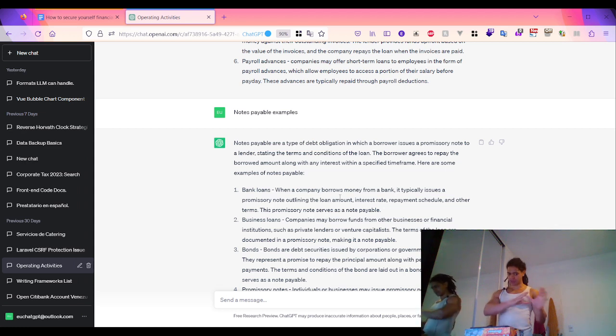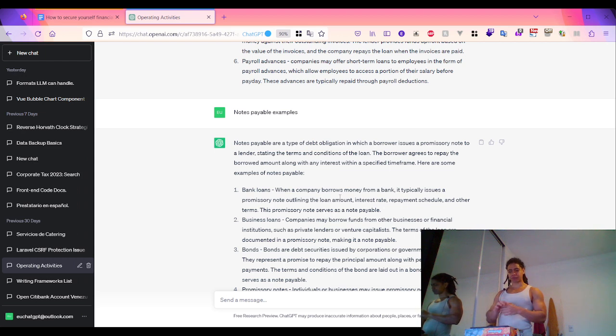So with that, by looking at the most common operating assets, I then look at the most common operating liabilities, like accounts payable, the amount of money that you owe to suppliers and vendors, usually short term, between 30 to 60 days.